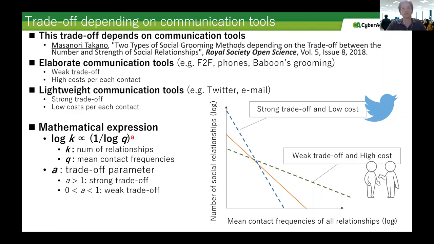Elaborate communication tools such as face-to-face communication and primates' social grooming show a weak trade-off. On the other hand, lightweight communication tools such as Twitter and emails show a strong trade-off. For example, Twitter makes it easy to have many acquaintances, but it is difficult to keep many close friends. In contrast, face-to-face communication makes it easy to keep close friends.